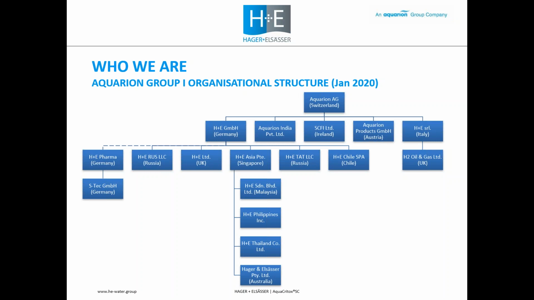In addition, our subsidiary in India and Aquarium Products from Austria, which focus specifically on individual technologies, also belong to the group. Our branch in Italy has a clear focus on the oil and gas sector, and we will talk about SCFI shortly. As you can see, we are internationally positioned, and especially the AquaCritox team is composed of different units and countries. So please don't be surprised about our different email signatures. Next, please.